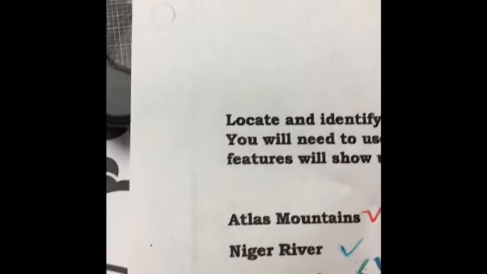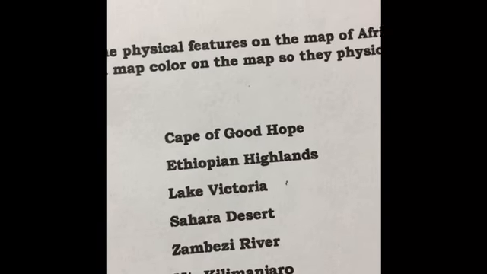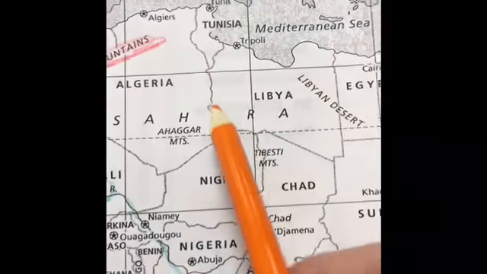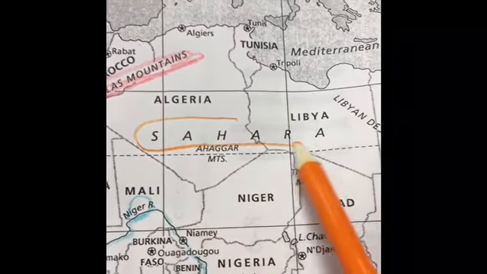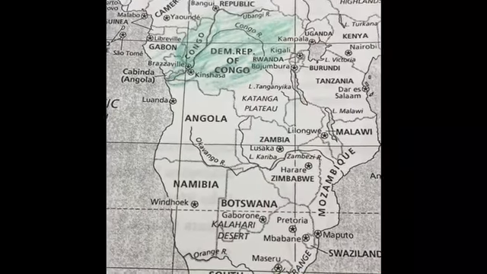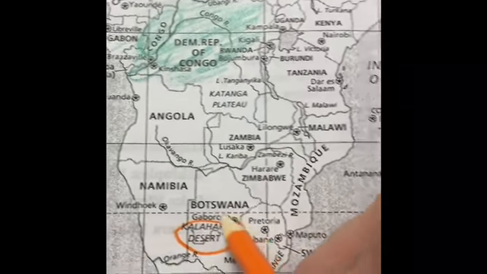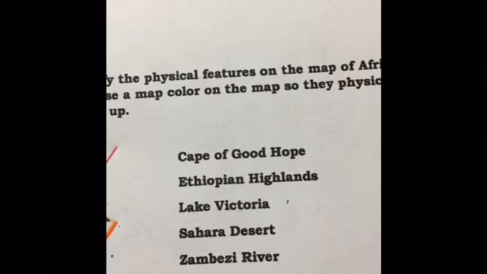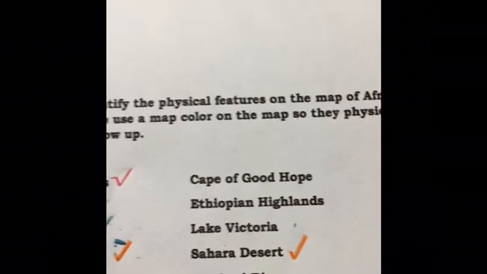We've already talked about the Sahara Desert, so we'll go ahead and label that. I'm going to use orange, kind of like for sand. But besides the Sahara, there is also another desert at the bottom of Africa called the Kalahari Desert. So we have now identified the Kalahari and the Sahara Desert.